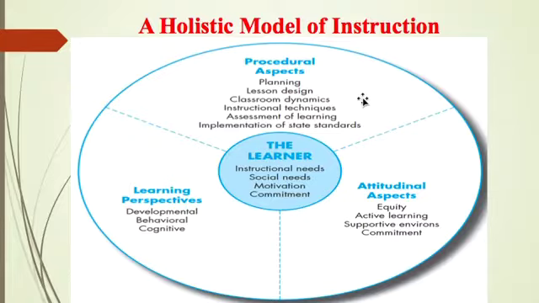And then the active learning: the teacher needs to cater to the needs of students. Learning shouldn't be passive, and the teacher shouldn't be the all in all in the classroom. Students need to be an active part of the process, along with supportive environments and commitments. These are the attitudinal aspects. And then the learning perspectives: developmental, behavioral, and cognitive. We will discuss these perspectives in detail in the next slides.